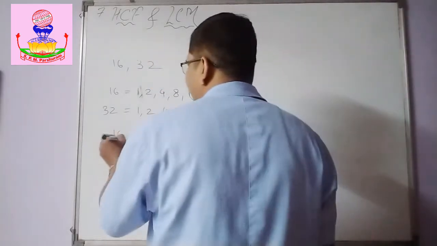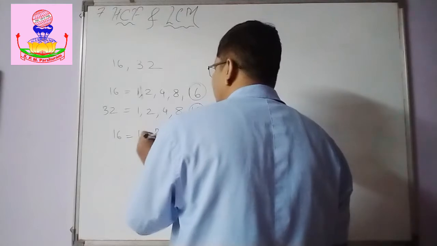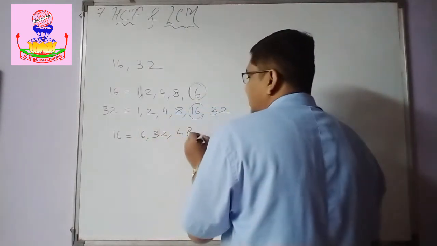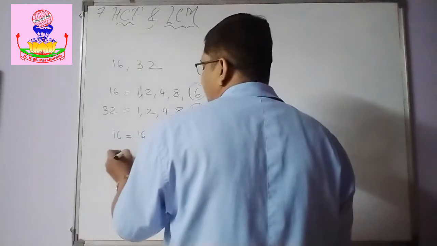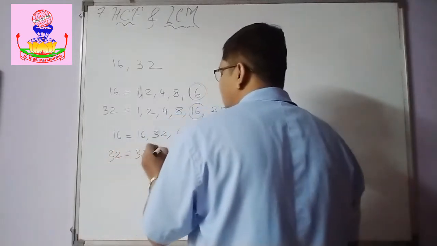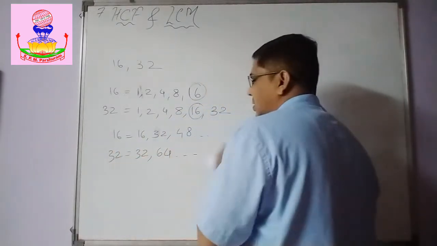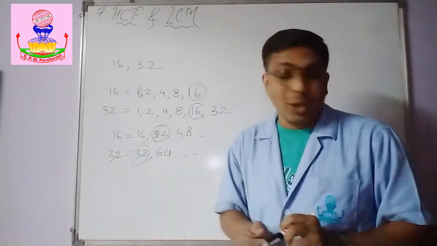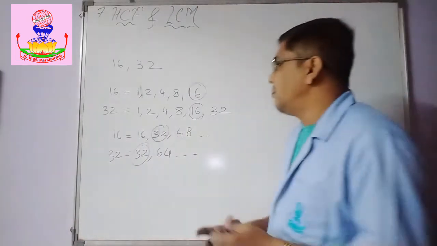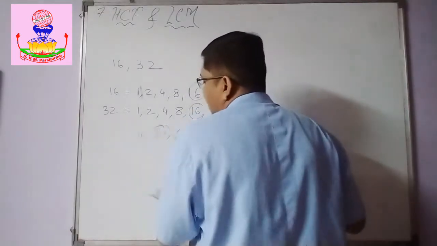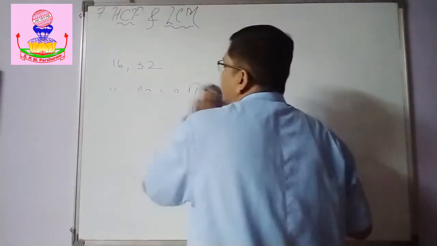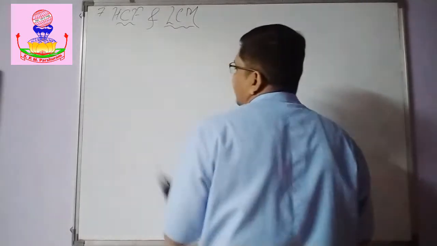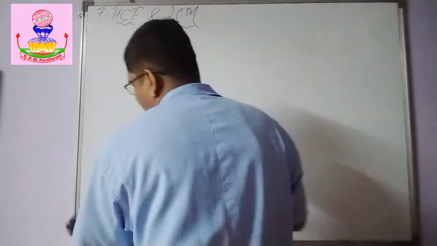16 1s are 16, 16 2s are 32, 16 3s are 48 and so on. And 32: 32 1s are 32, 32 2s are 64 and so on. Which is the least common multiple? 32. So what you can say is, if one number is a multiple of the other, then the HCF is the smallest number and the LCM is the biggest number. Now, let's move further.